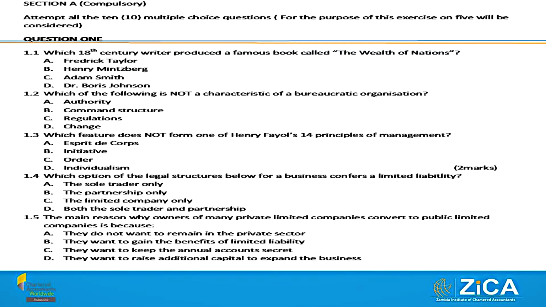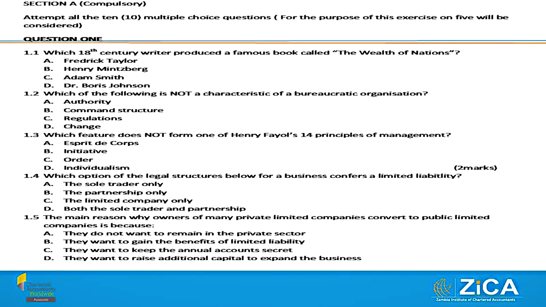You always have 10 of these questions. And for clarity of how we must do it, I'll only pick one. And this paper was examined in 2018. I'll only pick one question so that I can give an example of how you should do it. And this is how it reads. Section A, compulsory. Attempt all the 10 multiple choice questions.